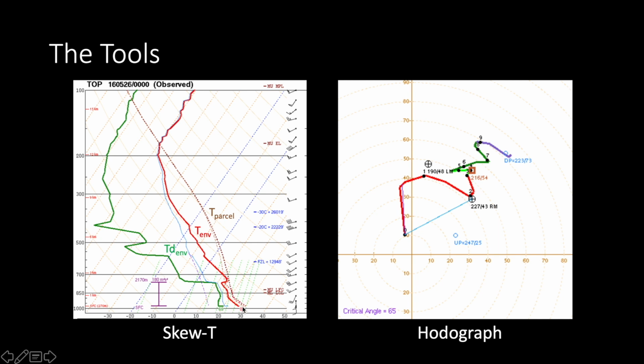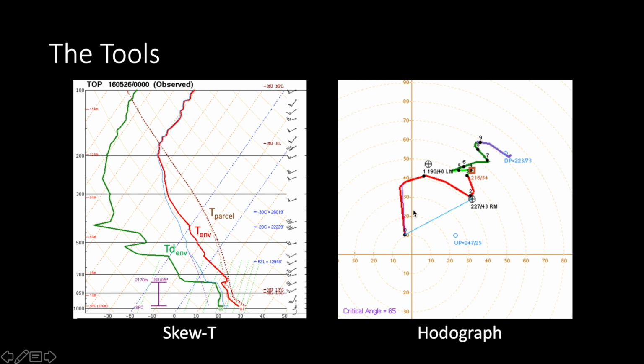So in reality, our parcel path might look a little bit more like this. We might shave off some of that CAPE. And it's not to say that you shouldn't trust this, but it's just important to remember that this might not always be right 100% of the time. But a lot of very useful quantities come out of here, like CAPE, like LCL, like LFC, equilibrium level, a lot of other things that are very important in diagnosing the environment.